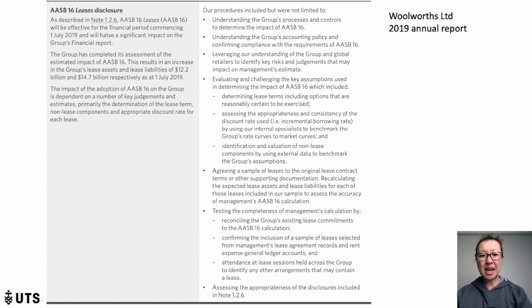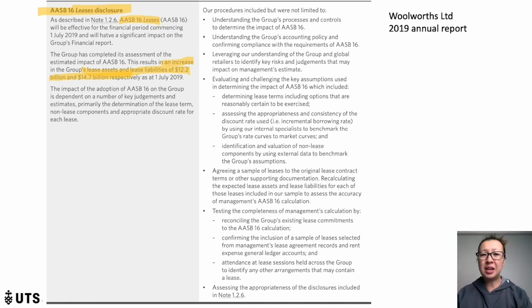In looking at this next one, it also says, again, leases, but this time lease disclosures is the issue. And they said, oh, well, there's a new lease standard. AASB 16 is a new lease standard. And so we've done this, and there's been this change. There was an increase in lease assets and lease liabilities of $12.2 billion. That's a pretty big amount. And a change in lease liabilities of $14.7 billion.